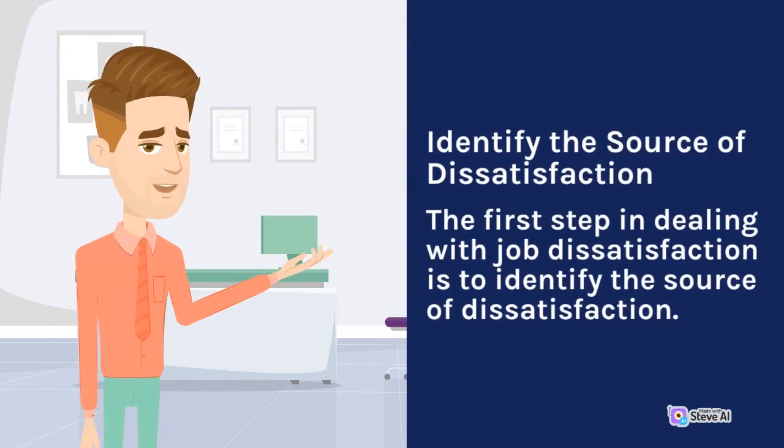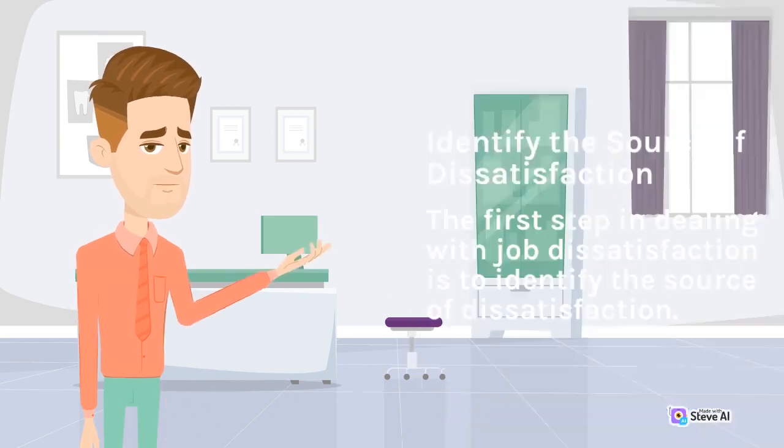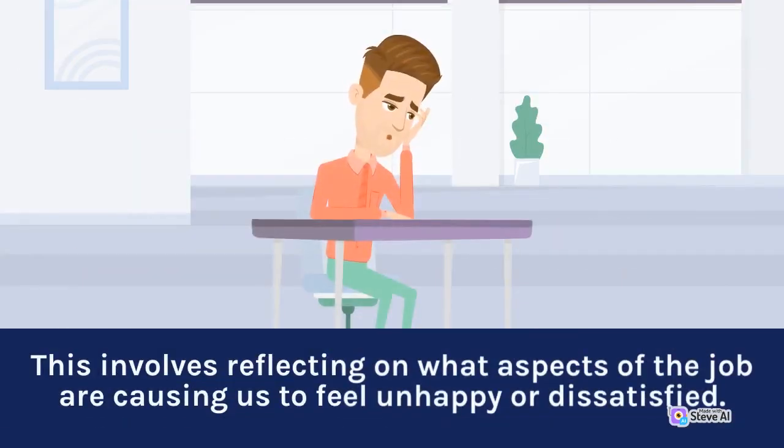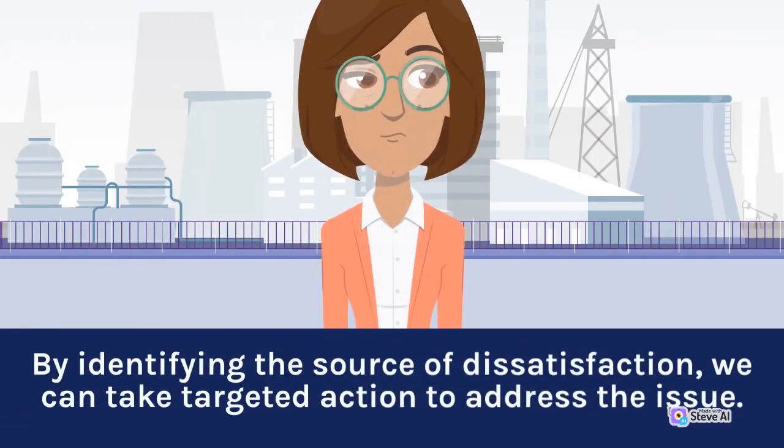Identify the source of dissatisfaction. The first step in dealing with job dissatisfaction is to identify the source of dissatisfaction. This involves reflecting on what aspects of the job are causing us to feel unhappy or dissatisfied. By identifying the source of dissatisfaction, we can take targeted action to address the issue.